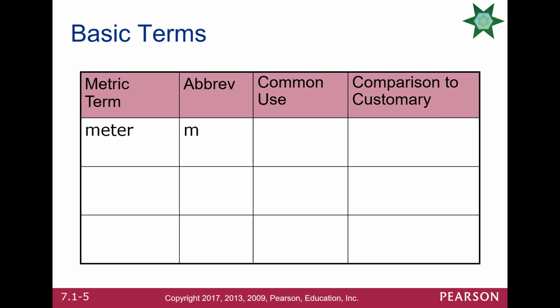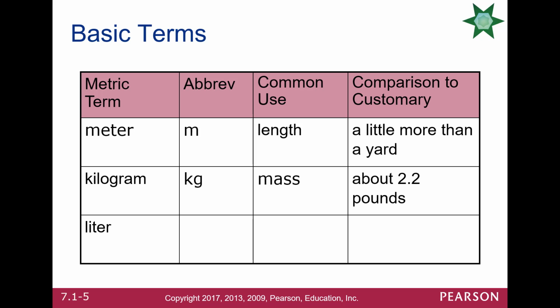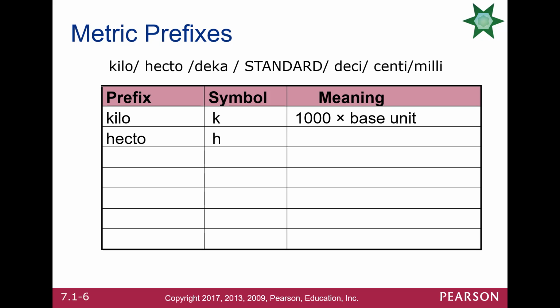The basic terms are meter, kilogram, and liter. A meter is a little bit more than a yard, 39.37 inches is closer to it. A kilogram is about 2.2 pounds, and a liter is a little bit more than a quart. The metric prefixes are kilo, hecto, deca, deci, centi, and milli.